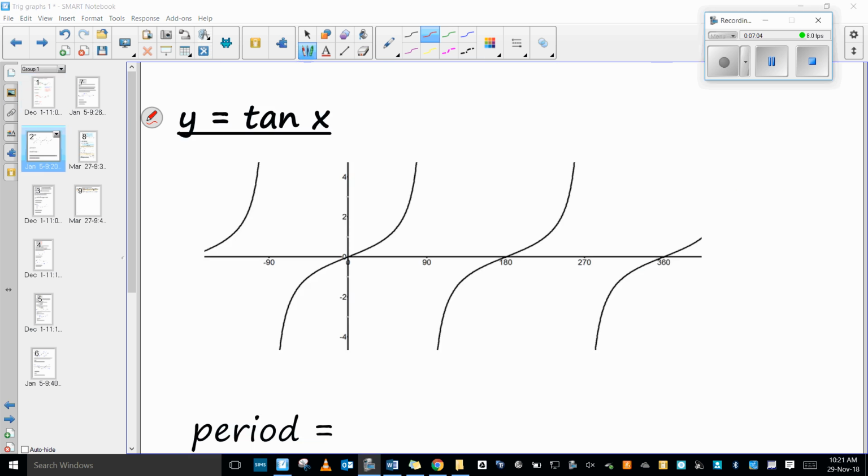Tan. Tan is a little bit on his own. Tan is not considered as much as sine and cosine, so we don't have as many questions about the tan graph, but obviously it exists, so we need to think about it. Now, a tan graph should have these bad boys.